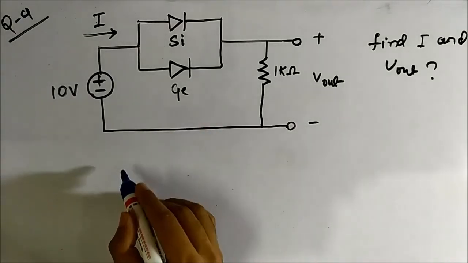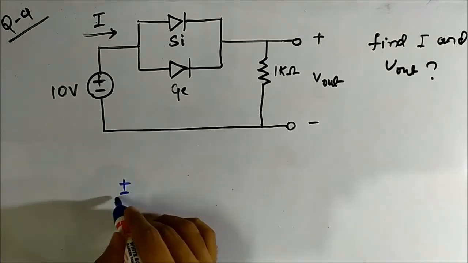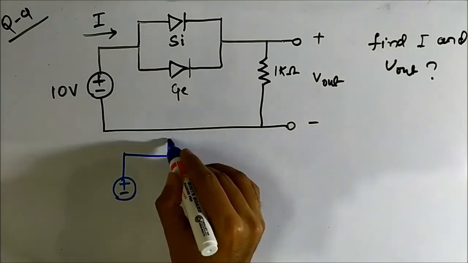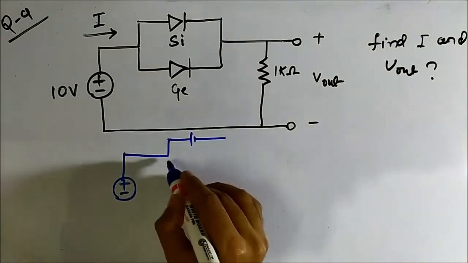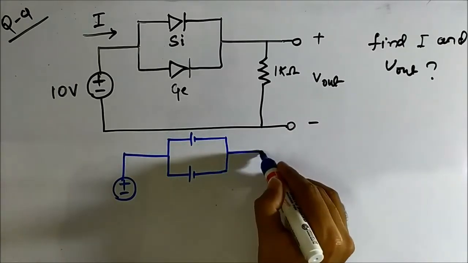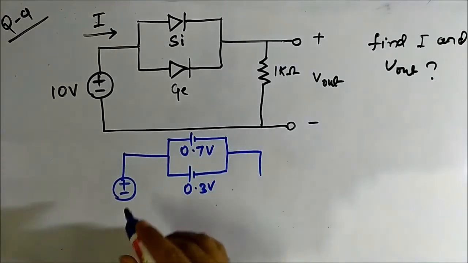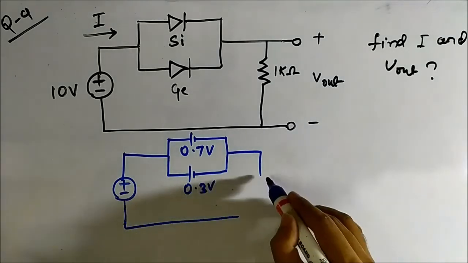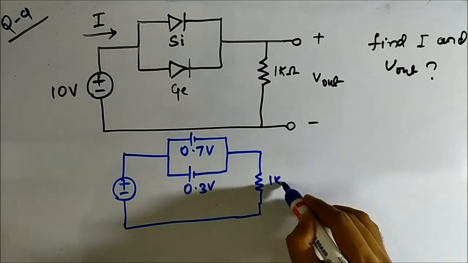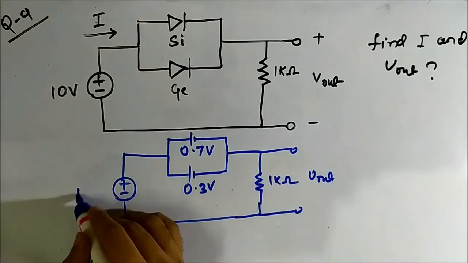So I think the circuit behavior will be something like this. 0.7 volt, 0.3 volt, both the diodes are on. They will be replaced by their equivalent built-in potential. This is 1 kilo ohm. This will be the circuit.